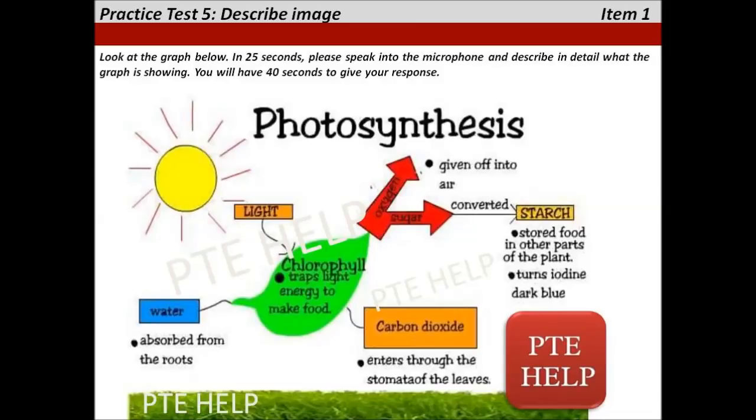Afterwards, the process of chlorophyll begins, which works as a food for the plant. Then, the plant releases the oxygen in the air. Besides this, the sugar in the plant gets converted into starch, which gets stored in other parts of the plant, as well as turns into iodine dark blue.